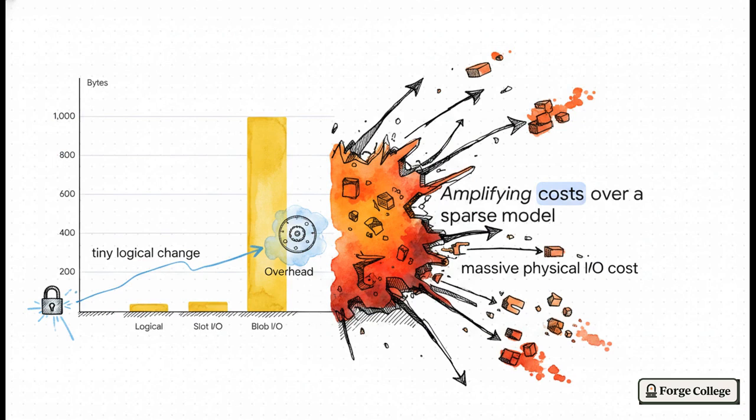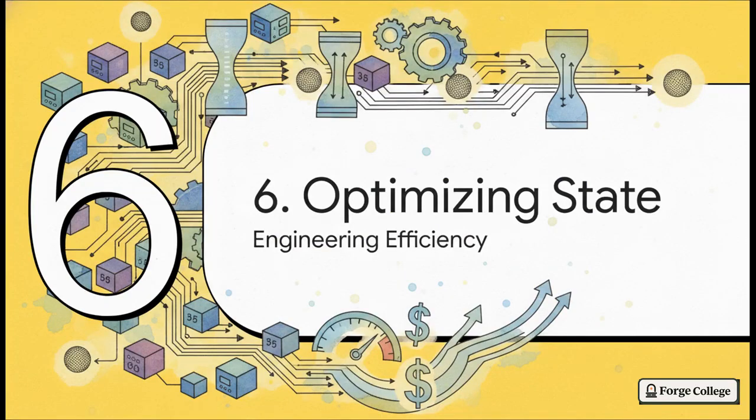When you compare a tiny logical change across the two models, the difference is staggering. In a slot model, the disk I/O overhead stays small. It's just sliding open a drawer. But for an account blob, the physical I/O cost absolutely explodes. A tiny update in an account blob dramatically amplifies your physical operations compared to that sparse slot model. So how do we fix this?